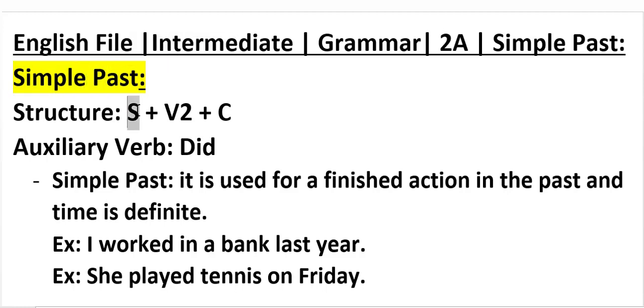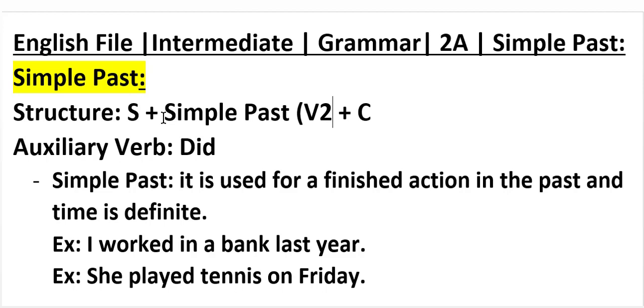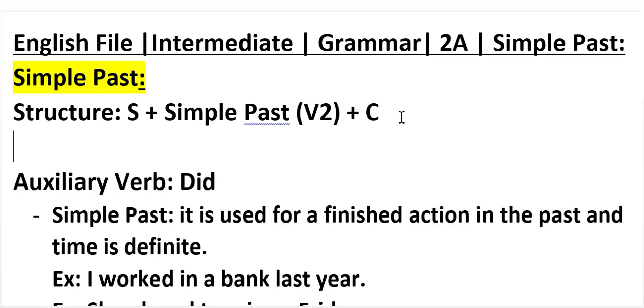This is the structure: subject plus second form of the verb. Also, you can call this one simple past form of the verb. Let's take this in brackets. Okay, simple past form of the verb. As you know, every verb has three forms. How many forms? Three forms.